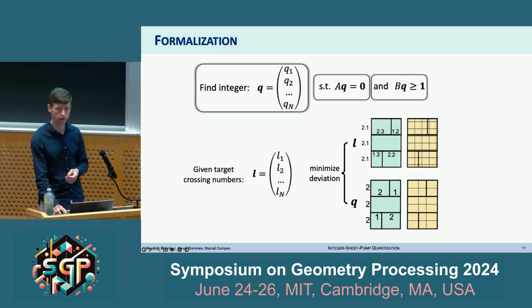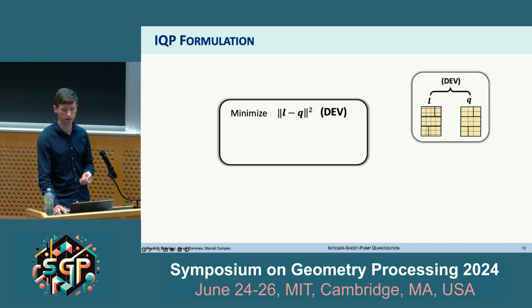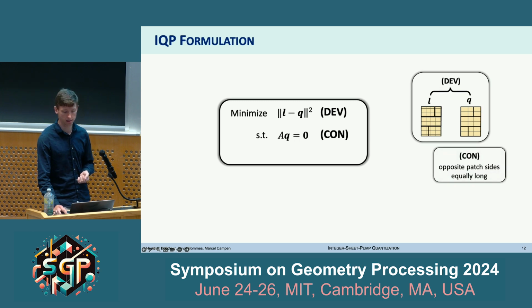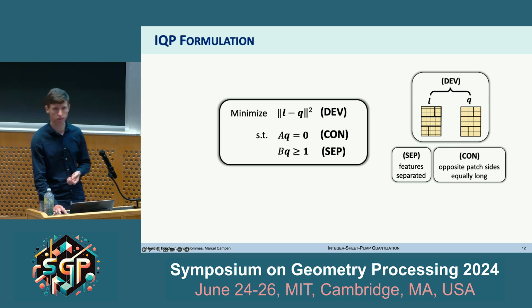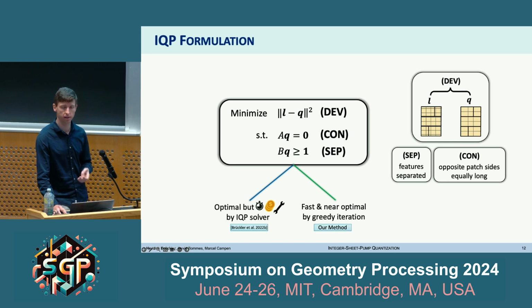Formulating all this as an integer quadratic program, or IQP for short, is now straightforward. So the objective is to minimize quadratic deviation from target numbers, such that both consistency and separation of features are maintained. Our previous method employed a general purpose integer solver to solve this IQP, and this yields optimal results given enough time, but has the issues discussed before. Our new method can reliably solve the same problem quickly and near optimally, but without daunting dependencies.